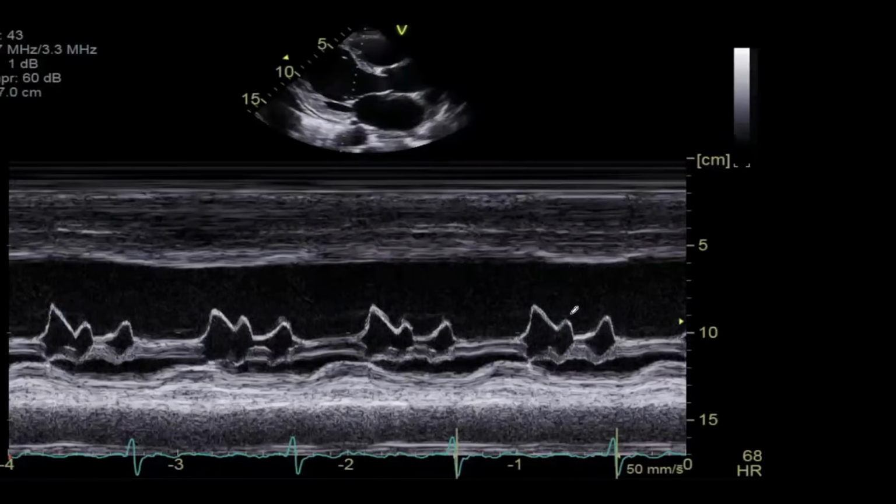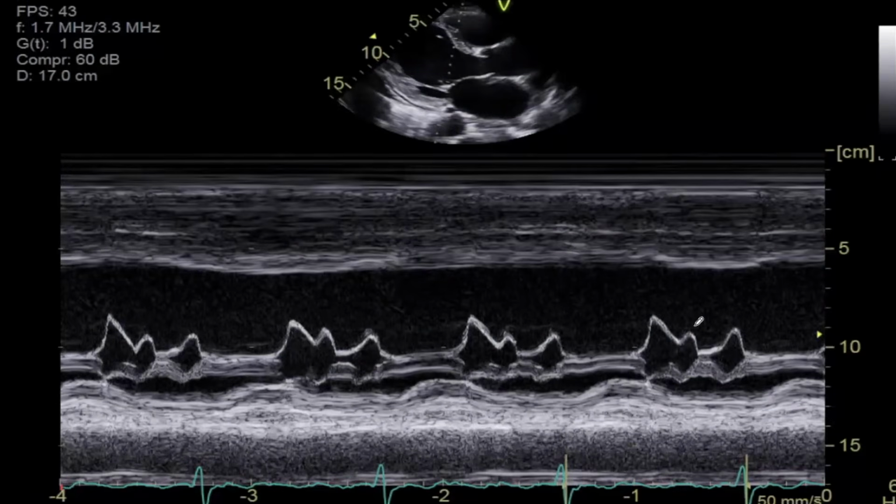How about this one? Prominent B bump or what? So what is this one? Any idea?